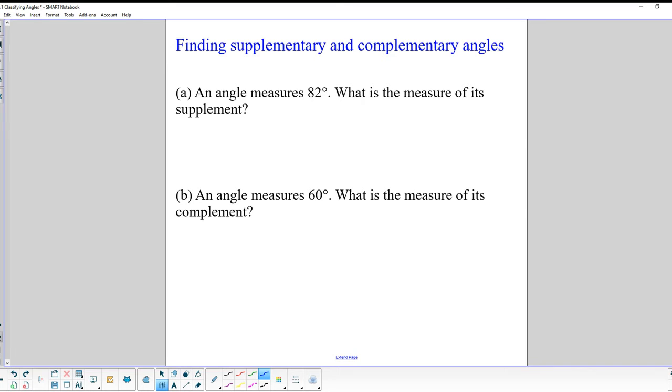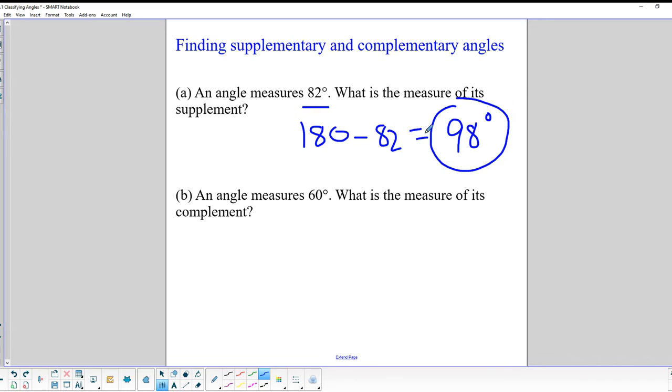Okay, find the supplementary and complementary angles. An angle measure is 82 degrees. What is the measure of its supplement? So all we need to do is go 180 minus 82 to find an angle supplement. 180 minus 82 would be 98 degrees. So a 98-degree angle and an 82-degree angle would add up to 180.